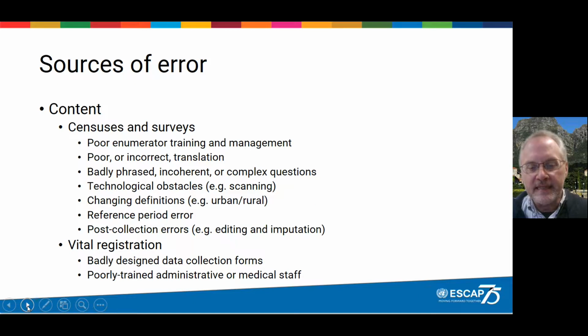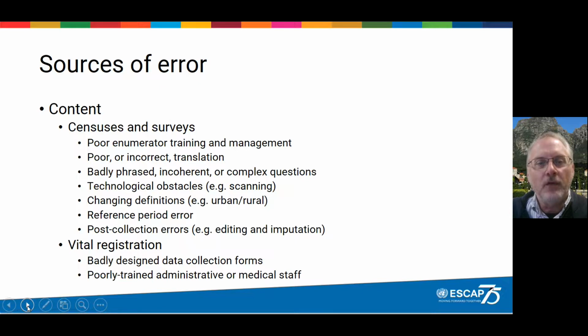Content error, that is, error relating to the answering of the questions, in censuses and surveys might arise from poor enumerator training and management. It might arise from poor or incorrect translation of the survey instrument. It could arise from badly phrased, incoherent, or complex questions, which confuse the respondent and so do not elicit the answer to the question which was actually being sought.